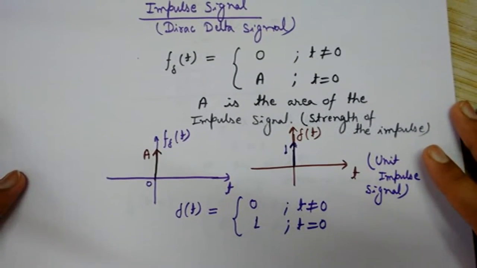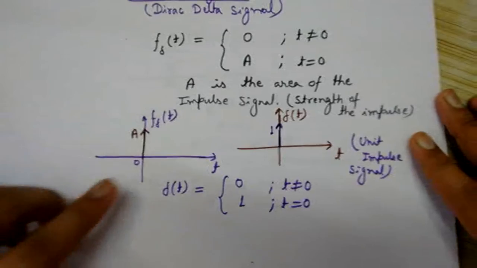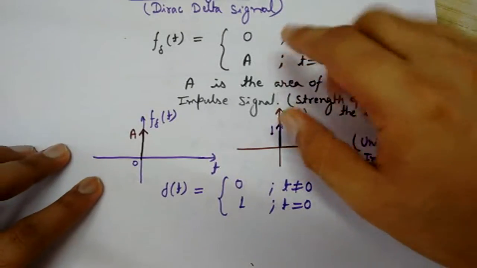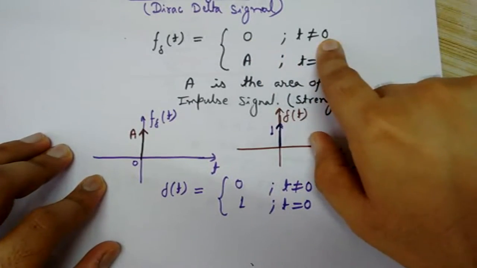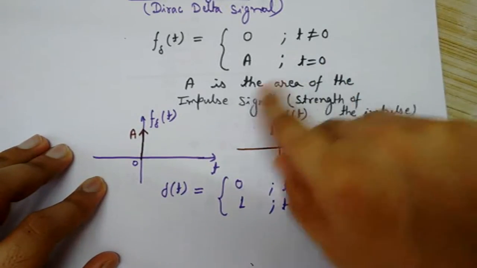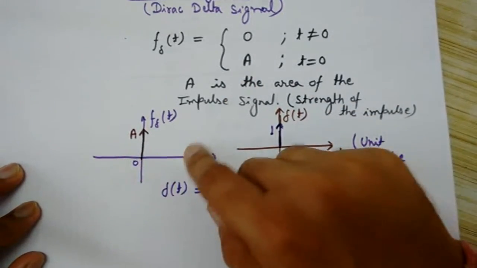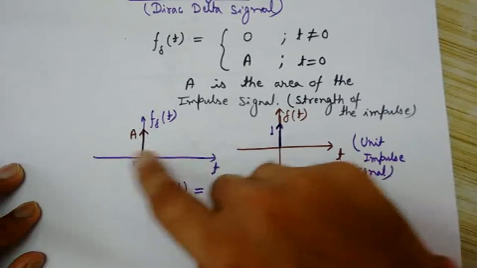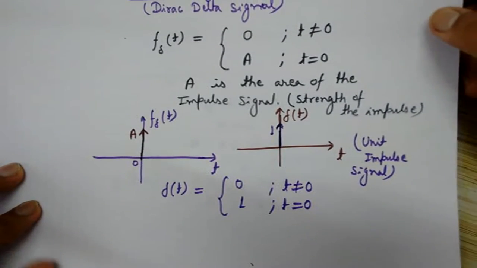Let's understand it with the help of a graph. This is the graph of the impulse signal. As you can see how it has been drawn, its value is 0 for all values of t which are not 0. Only at t equals 0 does it have value A. At all other points, either negative or positive, its value is 0. Only at 0 it has value A.